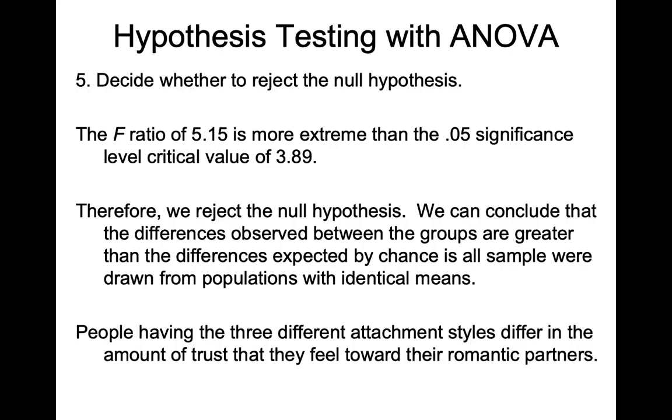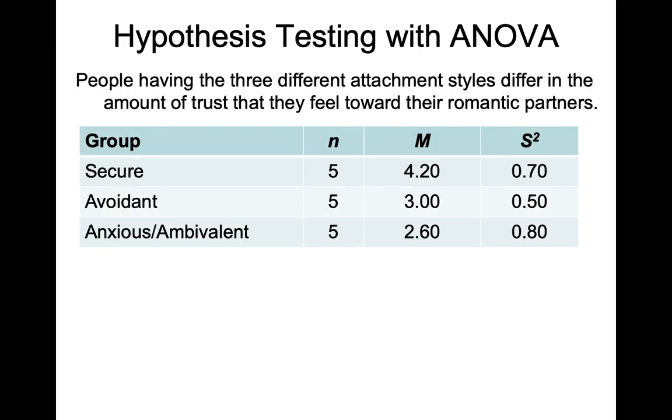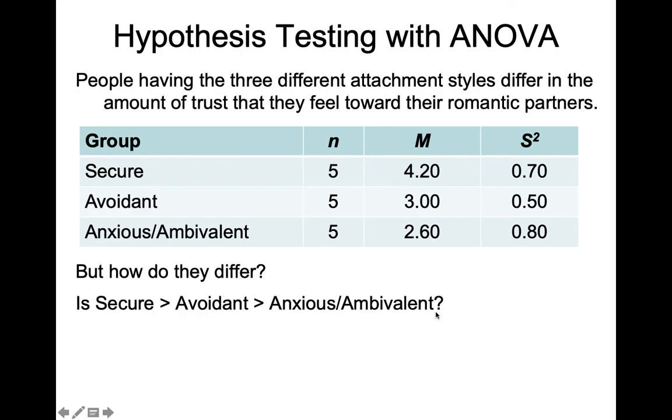And the conclusion that we can make at this point is that people having the 3 different attachment styles differ in the amount of trust that they feel toward their romantic partners. All right. But how do they differ? It certainly looks that securely attached folks report more trust than the other groups. But is that the case? Or is it the case, this 3 looks different than this 2.6, but is it the case that avoidant is greater than anxious ambivalent? Our analysis of variance test does not allow us to answer these specific questions.